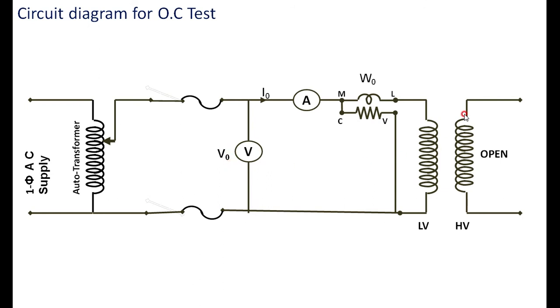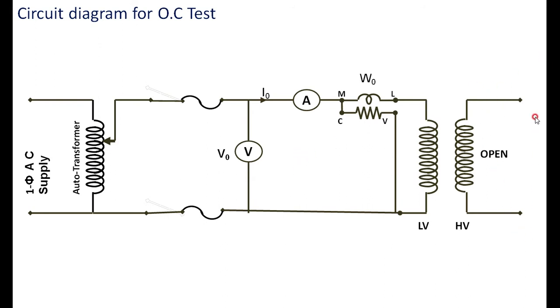Then the question arises, why are we connecting the meters on the LV side? I told you a small example. It is a 230 by 600 volt transformer. Then what is the voltage which is available? That is the maximum voltage available in our laboratory. It is the maximum single phase voltage. What we are getting is 230 volts single phase and 440 volts 3 phase. But it is a single phase transformer. The maximum voltage available is 230 volts.